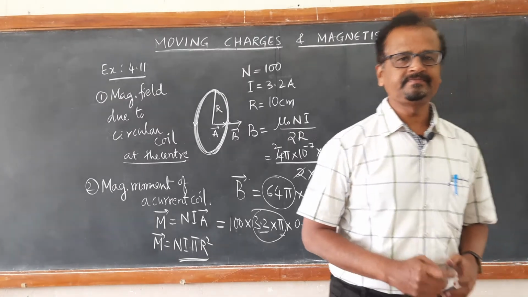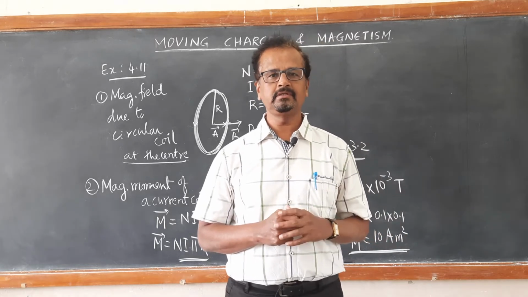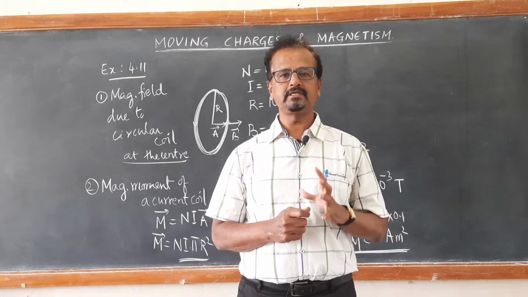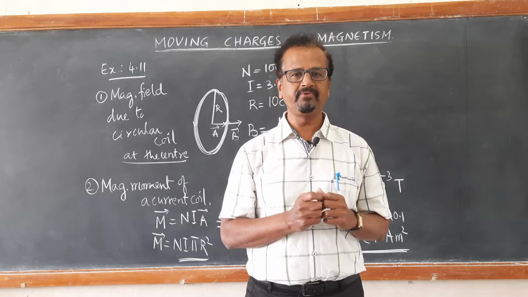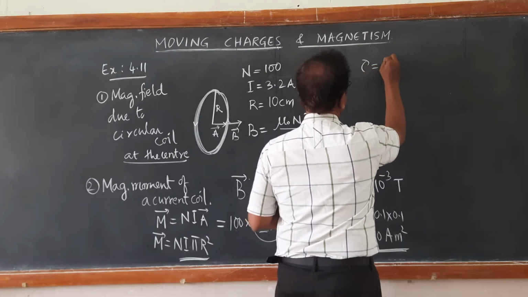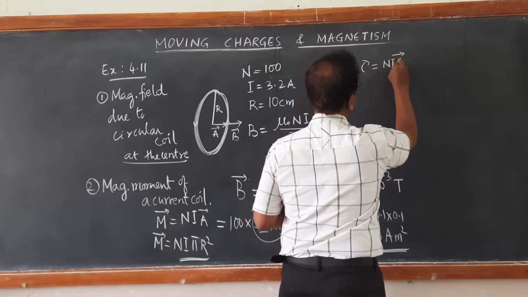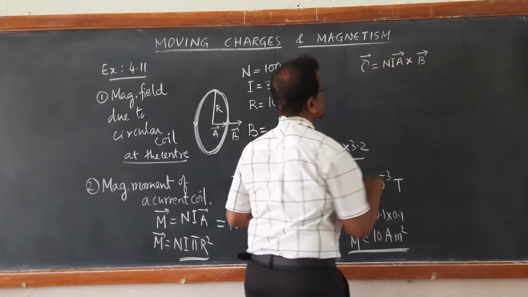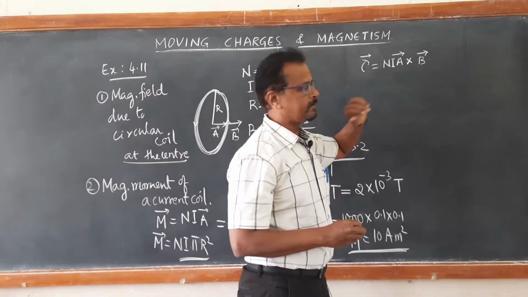Good morning, cadets. In the previous video, we discussed the torque experienced by a current carrying coil, a rectangular loop carrying current placed in a uniform magnetic field. We got the equation torque τ is equal to NIA cross B. Torque is also a vector quantity, and it is a cross product of NIA and magnetic field B.